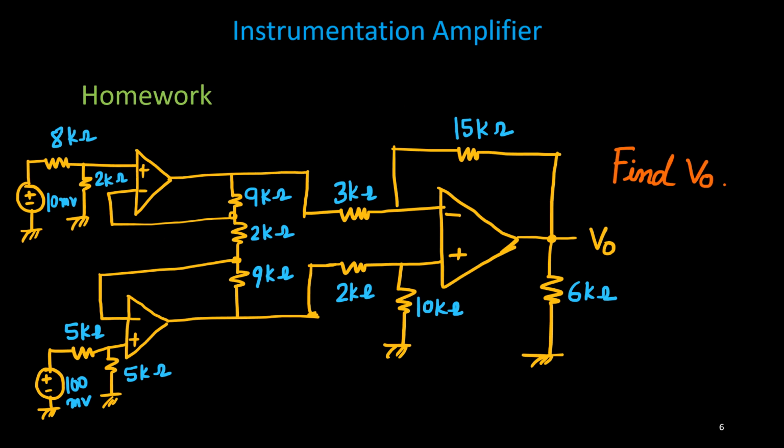Now I'll give you a simple homework problem. Consider this instrumentation amplifier circuit, and I have considered one network here, then I have connected it here, similarly here, and this circuit is given to you. Can you find the output voltage? The load I have also connected is 6 ohm. So what is the final voltage V naught? I hope you will be able to find it out and post your answers in the comment section so that you have understood this concept.